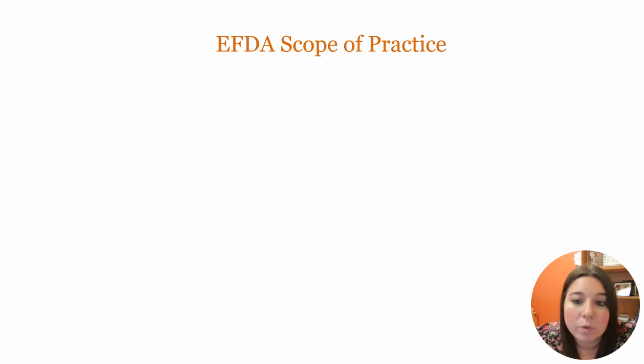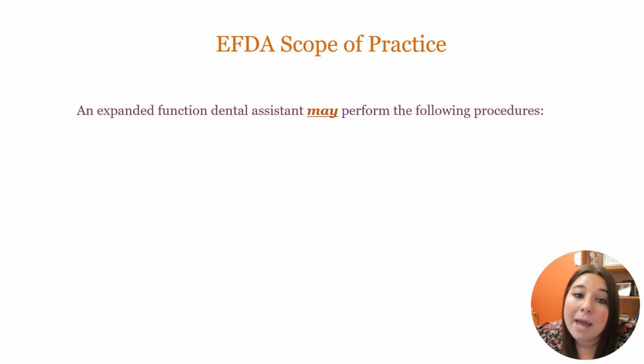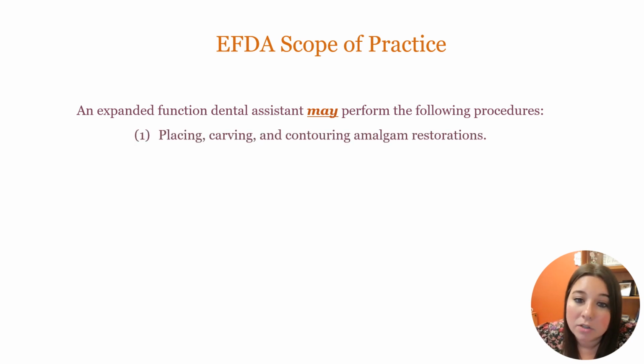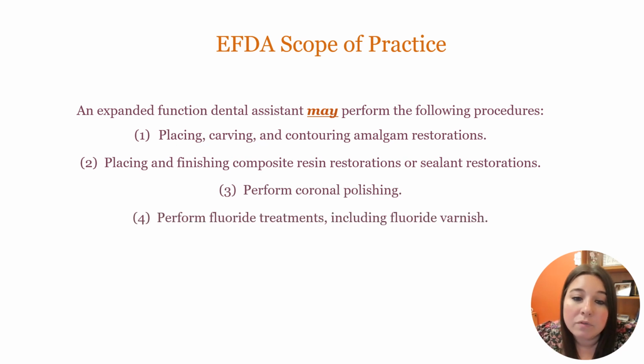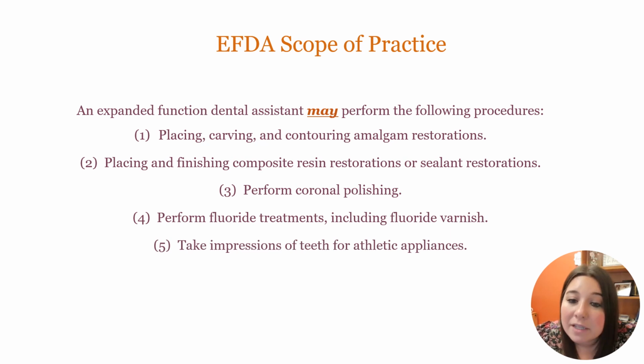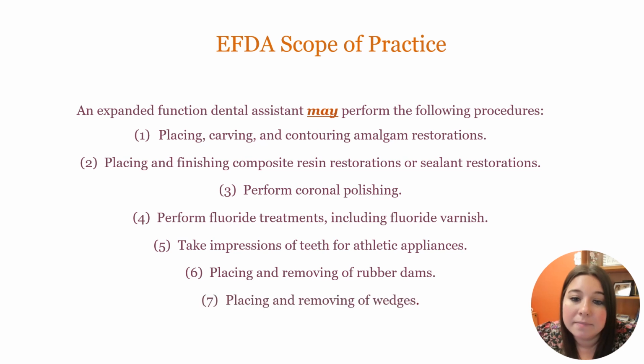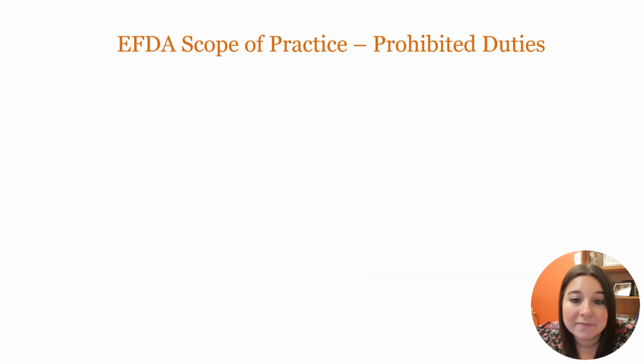So let's talk a little bit about the FDA scope of practice. What are we allowed to do and what aren't we allowed to do? An FDA may perform the following procedures: placing, carving, and contouring amalgam restorations, placing and finishing composite resin restorations or sealant restorations, performing coronal polishing, performing fluoride treatments, including fluoride varnish, taking impressions of teeth for athletic appliances, placing and removing of rubber dams, placing and removing of wedges, and then lastly, applying cavity liners and bases.